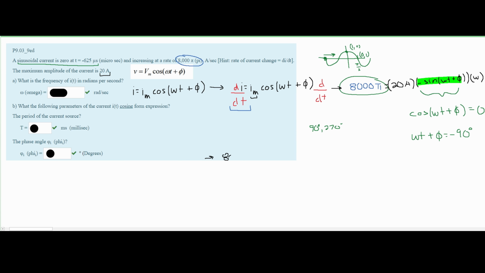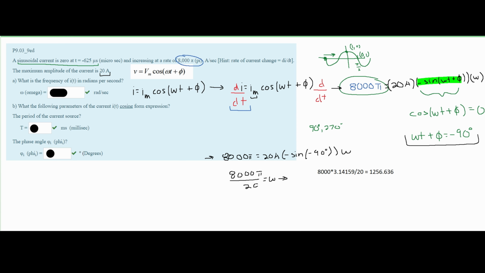We're going to have 8,000 pi is equal to 20 amps, and then inside of here, we're going to have our negative sign. Then this part, the omega t plus phase shift, is going to be substituted out for a negative 90 degrees, and this is being multiplied by our omega. Now, the sine of negative 90 is negative 1, and a negative times a negative is a positive. So if we divide this out, we have 8,000 pi divided by 20 is equal to our omega. And that's going to give us approximately 1,256. So this is the answer for our first part.